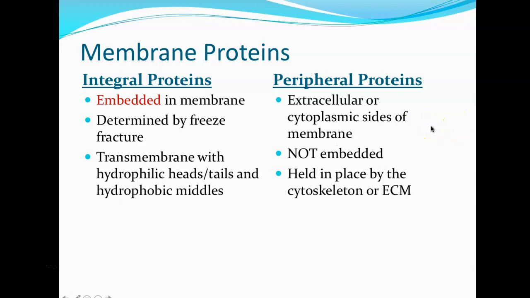So what kind of peripheral protein would be held by the cytoskeleton? Well, that's on the inside of the cell, so that would be the cytoplasmic side. What kind of peripheral protein is going to be held in place by the ECM? Well, that would be an extracellular peripheral protein because that's on the outside of the cell. All right.